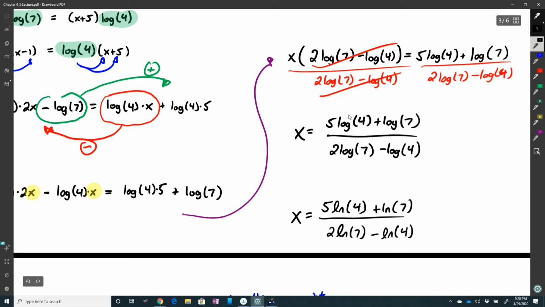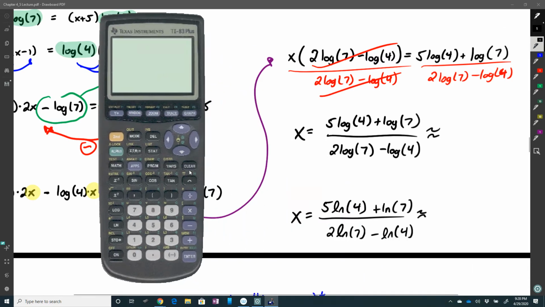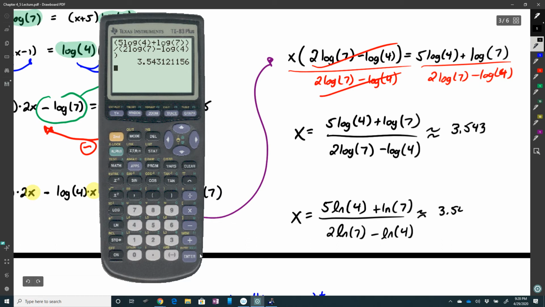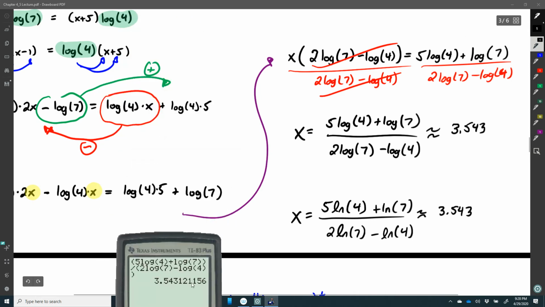But anyway, when you type it in your calculator, just be sure that you are very careful with your parentheses. So parentheses, and then I type in the top, 5 log of 4, close it, plus log of 7, close it, close that off, divided by, parentheses, 2 log of 7, close it, minus log of 4, close it, close it. So this is about 3.543. But anyway, there you go.